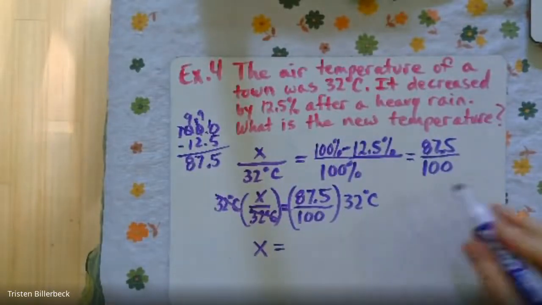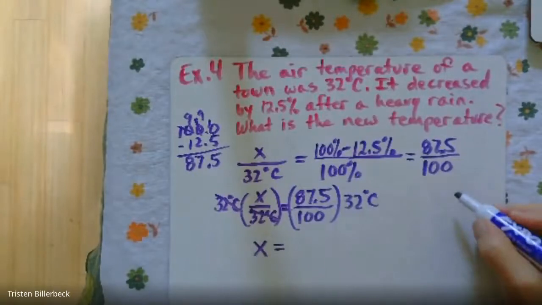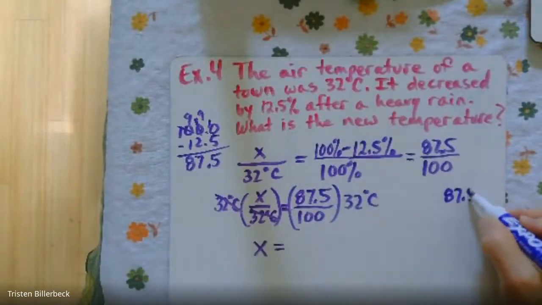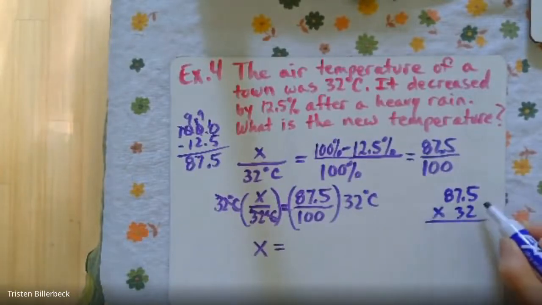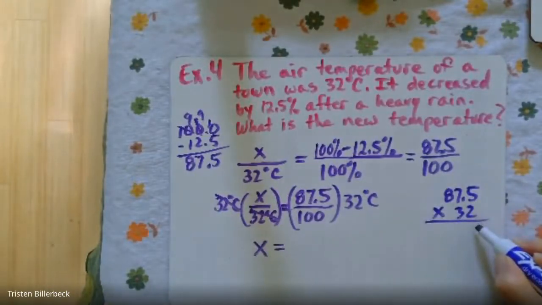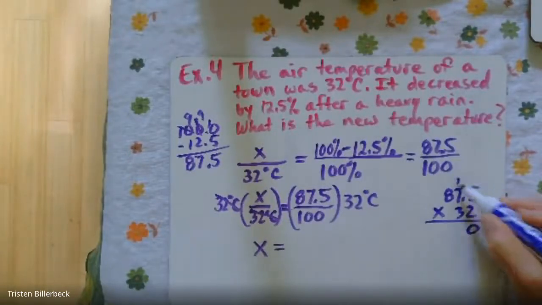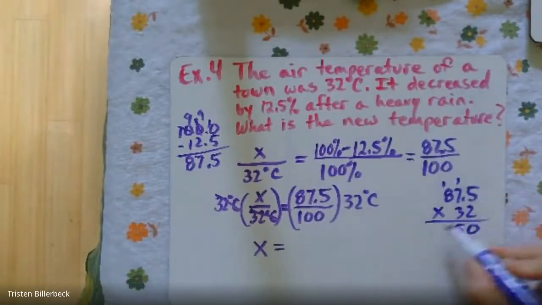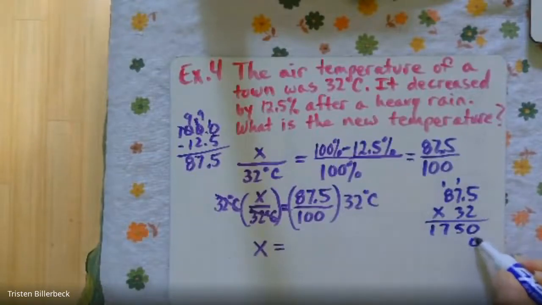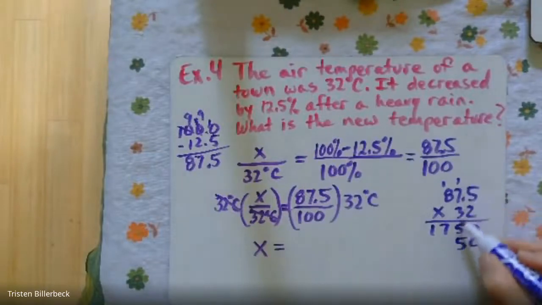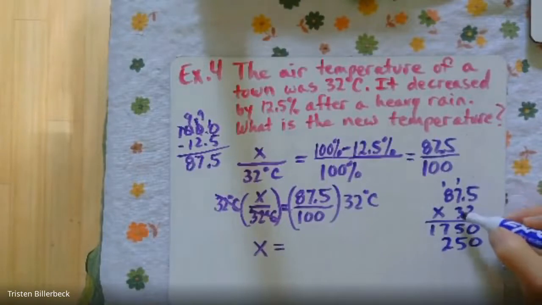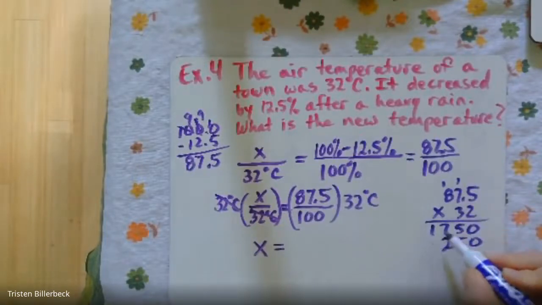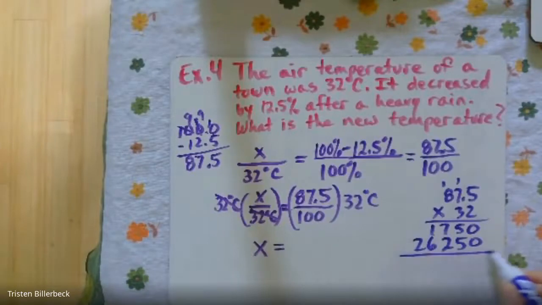I'll just go ahead and do this. We're multiplying these two, so let's use 87.5 times 32. We have 10, 15, 17. We want to leave a space here. Then 3 times 5 is 15, 3 times 7 is 21, plus 1 is 22, and 3 times 8 is 24, plus 2 is 26.